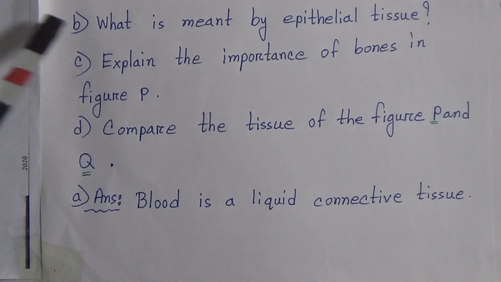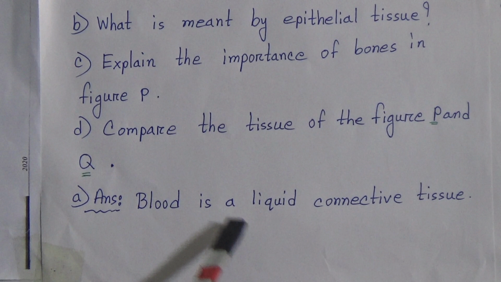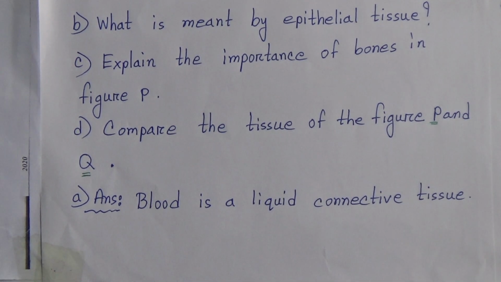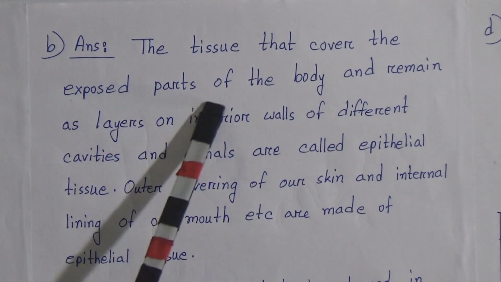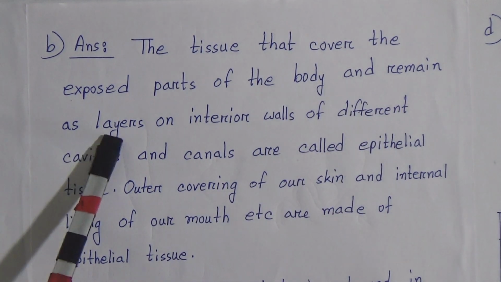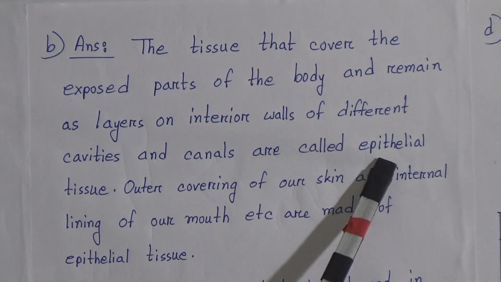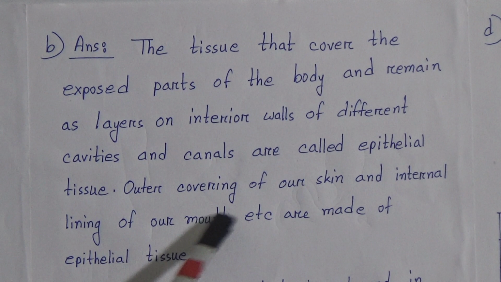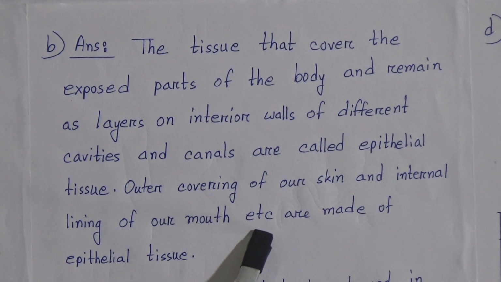Now the answer to question A, which was: what is blood? The answer is: blood is a liquid connective tissue. The B answer is: the tissue that covers the exposed parts of the body and remains as layers on the interior wall of different cavities and canals is called epithelial tissue. The outer covering of our skin and the internal lining of our mouth etc. are made of epithelial tissue.